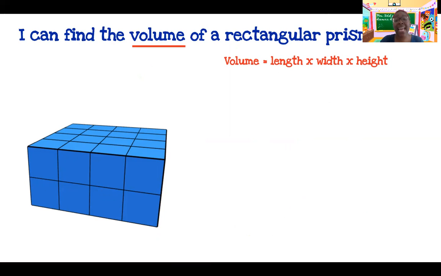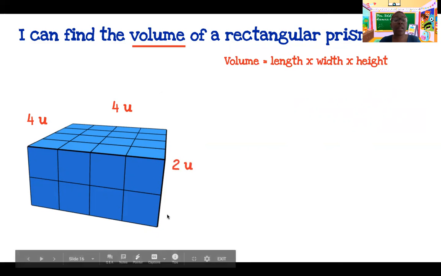Well, let's examine our rectangular prism. Our length of the rectangular prism, do you see it? That's right. It's 4 units. 1, 2, 3, 4 units long. What about the width? It is also 4 units. 1, 2, 3, 4. And our final dimension is height. So how tall is it? 2 units. 1, 2. So in order to find the volume, we're going to multiply all of these terms together.